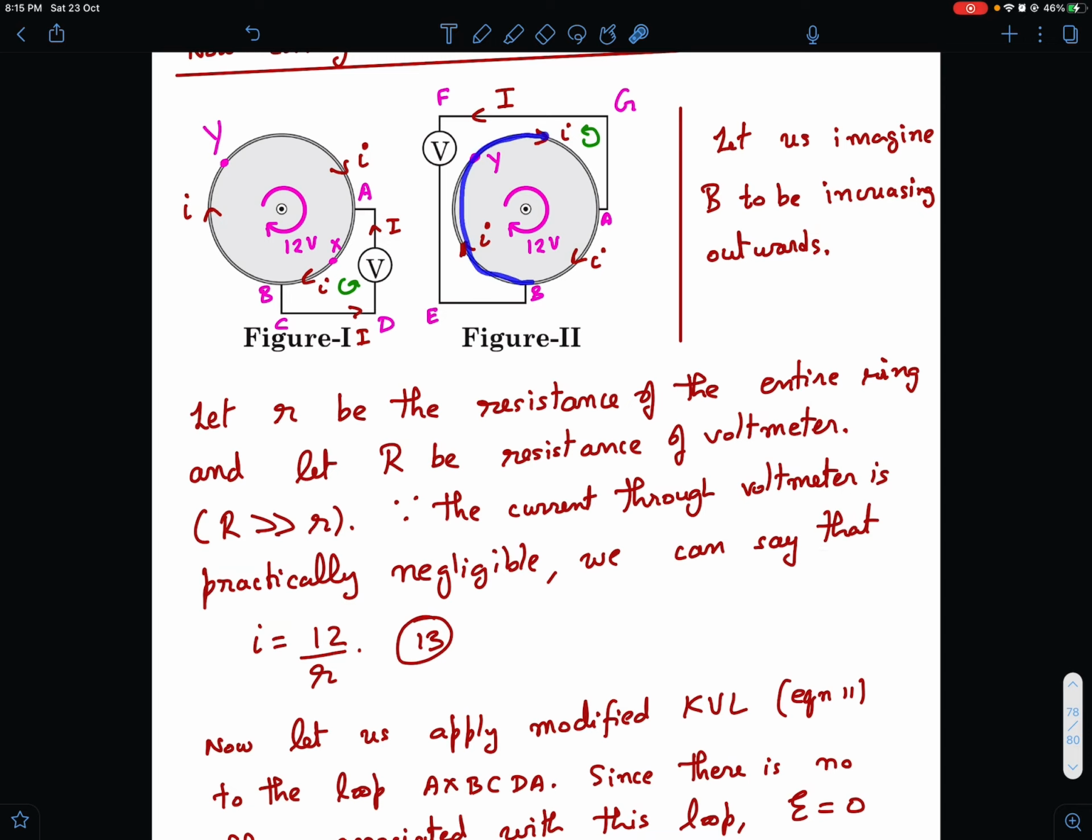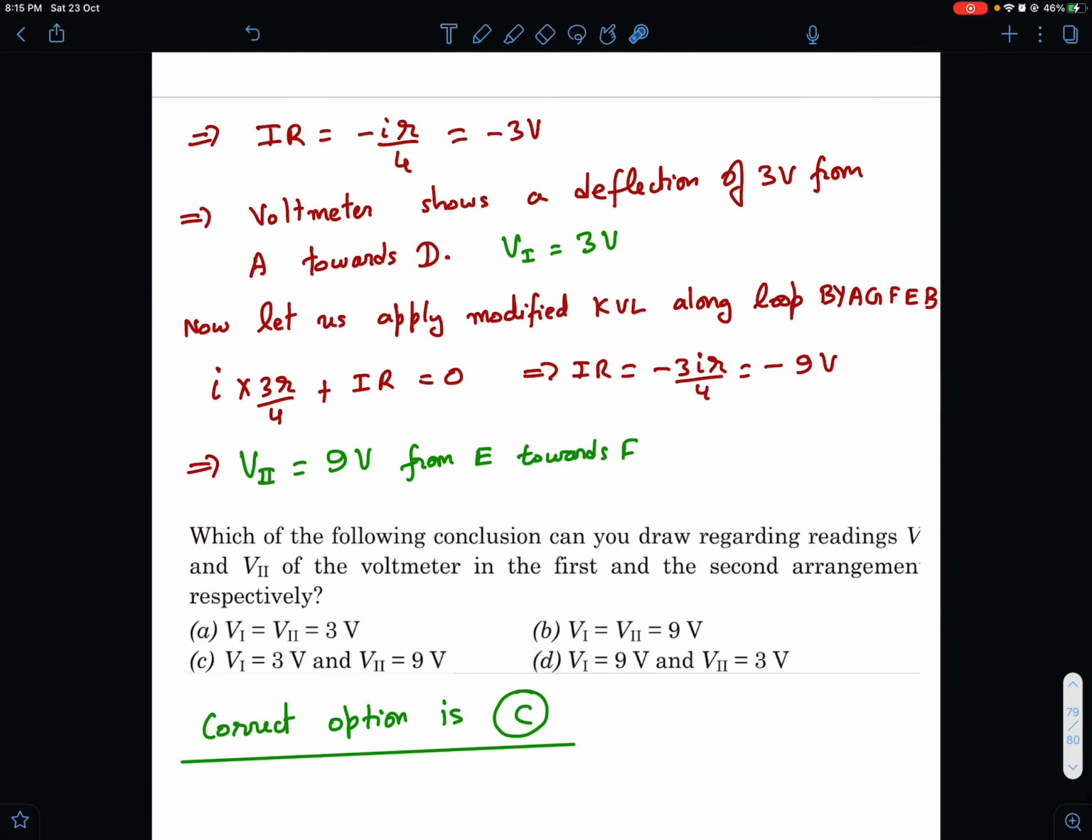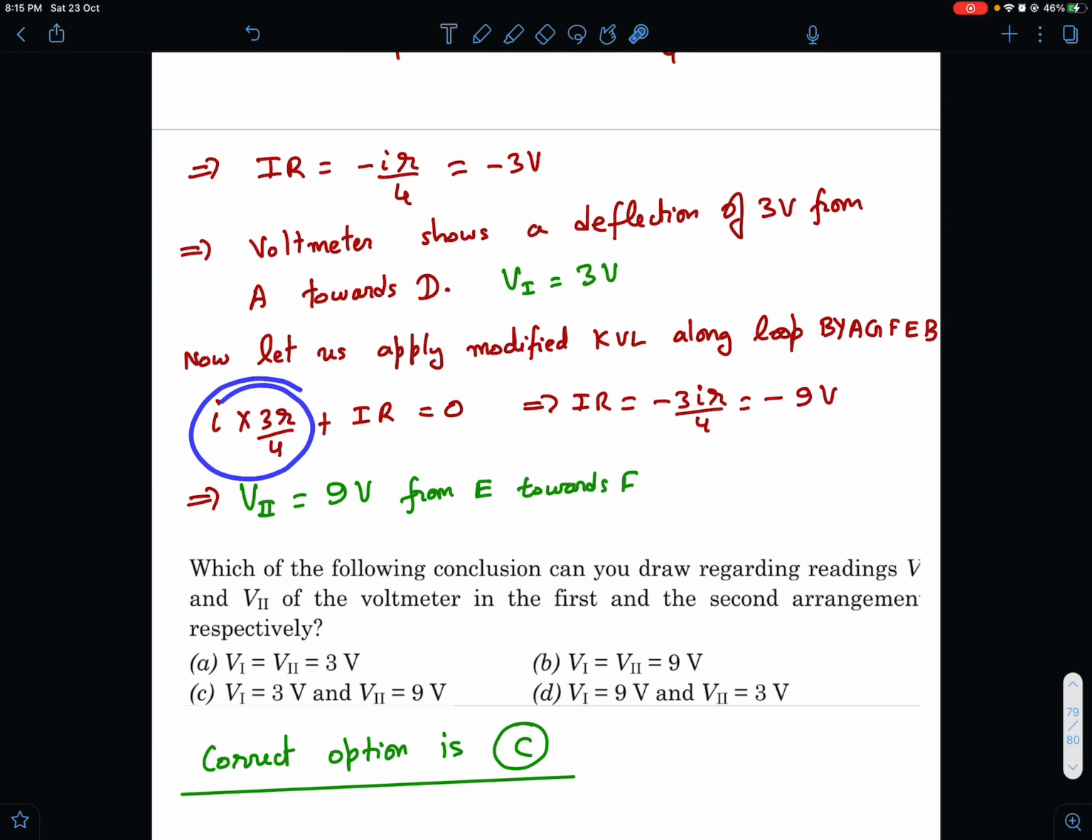So I am going to go along this loop and write the modified KVL equation. So what do I write here? This is 3R by 4 into i. Small i into 3R by 4 plus capital I into capital R is equal to 0. That's the equation. That gives you capital IR equal to minus 3 small iR divided by 4, which is minus 9 volts.